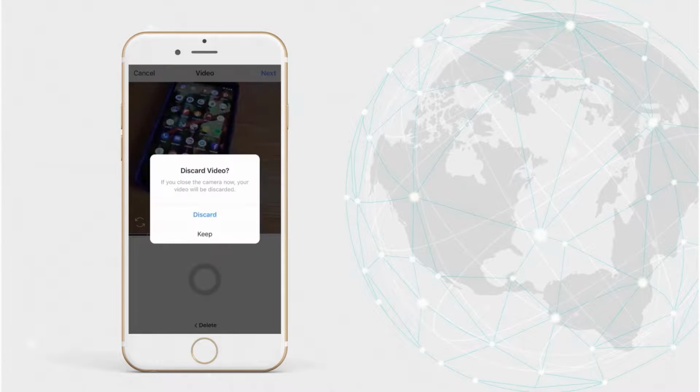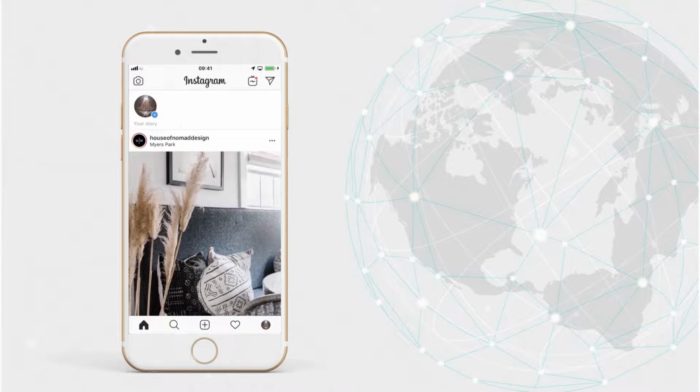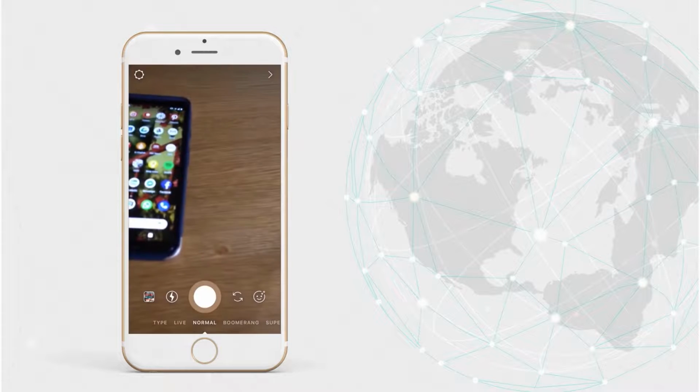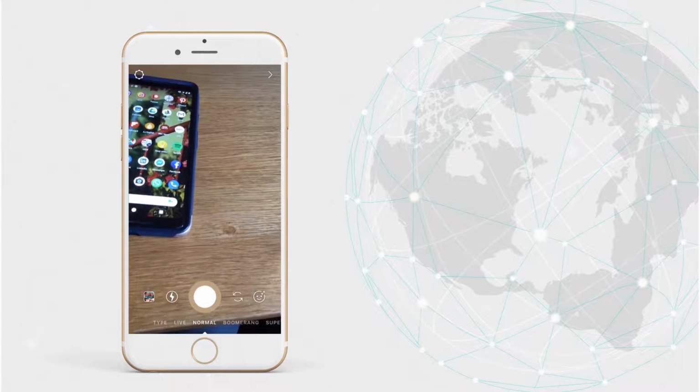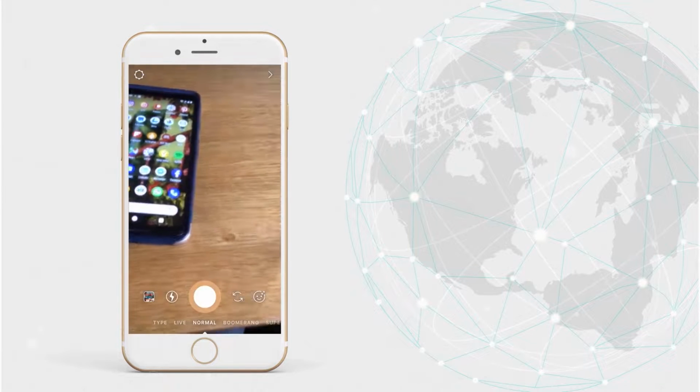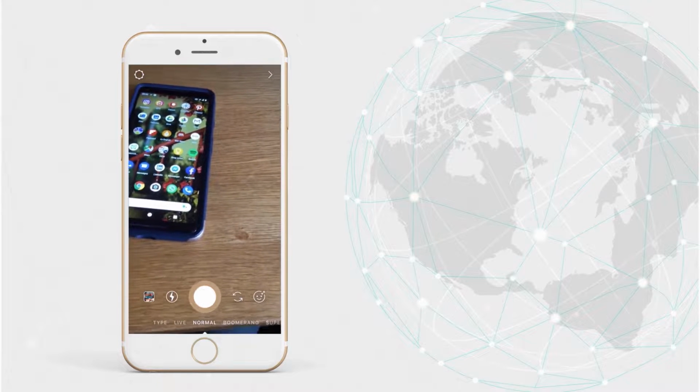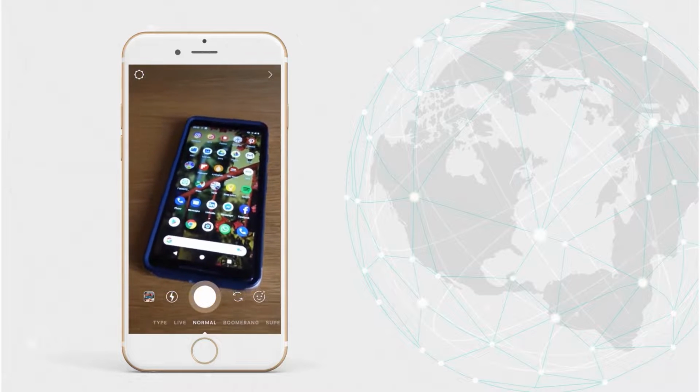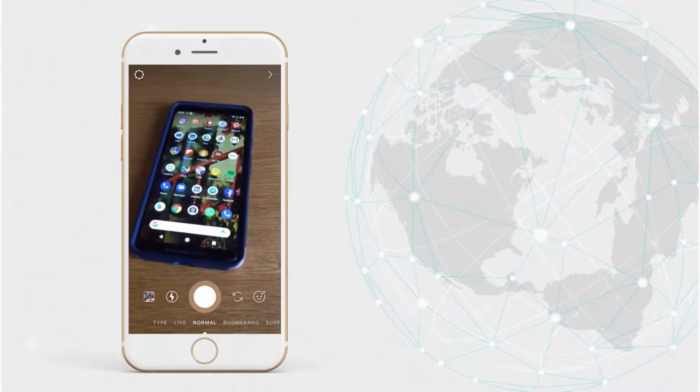So let me discard this video. Go back to the newsfeed. We're now in the newsfeed. The creative way to create a video is go to your Instagram stories. To access your Instagram stories, you can swipe to the right. Or you can also click on the little camera on the top left of your screen that takes you to the same video screen. And now you see that you have more options.